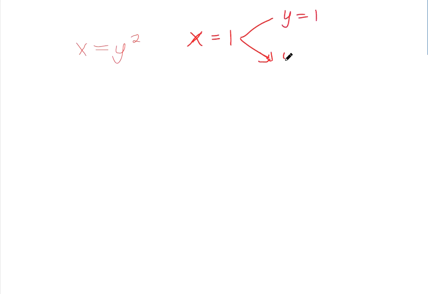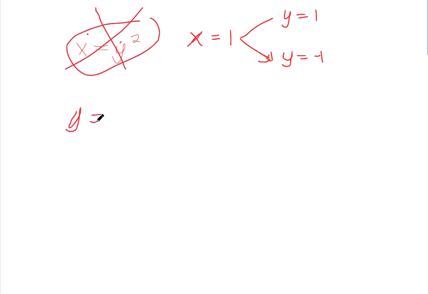Y could be 1 or y could be -1, right? Because you can square -1 and it makes +1. You can square +1 and that makes +1. So this is not a function. But if you flip it around, this is a function because if you plug in x equals 1, there can only be one y value. If you plug in x equals 2, there can only be one y value.